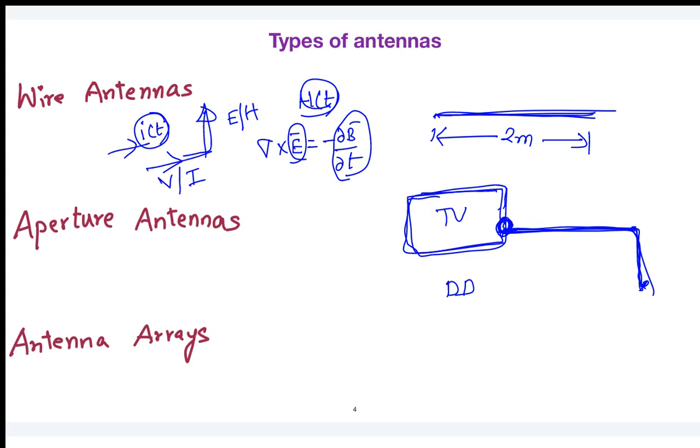Now, having said that, it is very clear. Coming back to this particular case, how is this exactly going to receive the video signals? If you see, the video signals will typically be in the range of some hundreds of megahertz. Any antenna, if you take, is more efficient provided the length of the element is much closer to the operating wavelength.